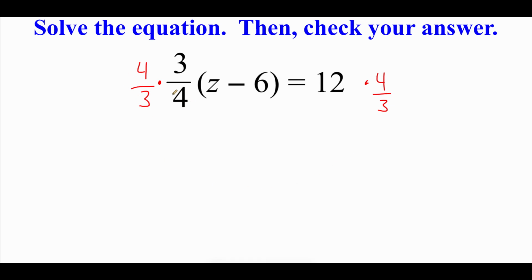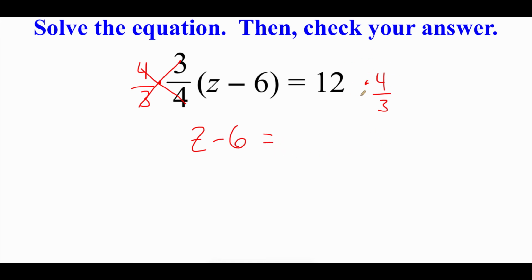Now, if we look at what's happening here, we've got this 4 on top and on bottom of our fraction. So those are going to cancel each other out. We also have this 3 on top and on bottom, which are going to cancel each other out. So now the only thing we have left over on the left-hand side is that z minus 6. And because there's no longer anything being multiplied out in front of it, because we just canceled that out, we no longer need to keep the parentheses around it. So this is just going to be z minus 6 equals.